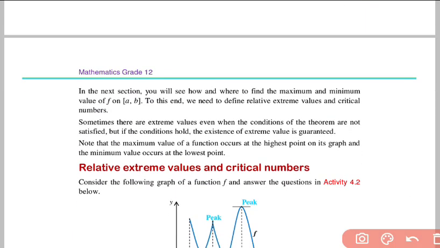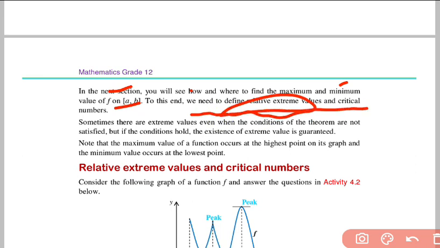In the next section you will see how and where to find the maximum and the minimum. We will define and see deeply the extreme values of a function on a comma b. To this end, we need to define relative extreme value and critical number.